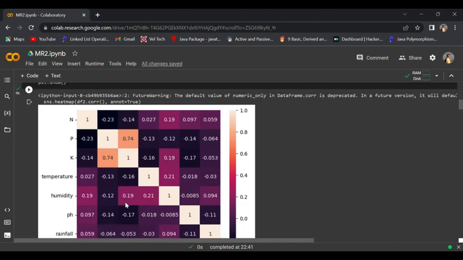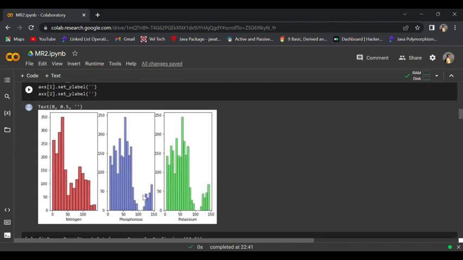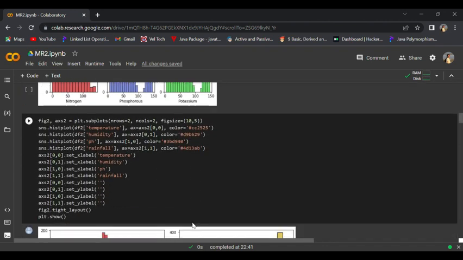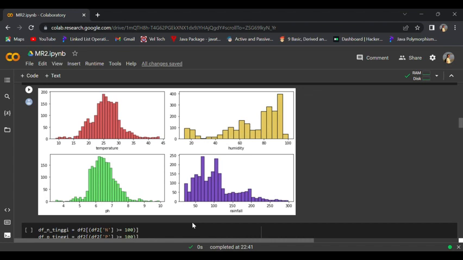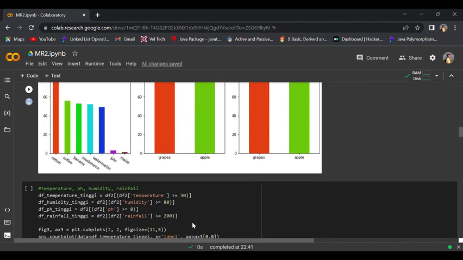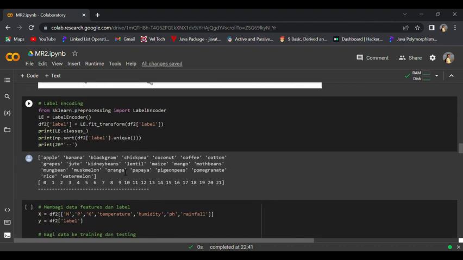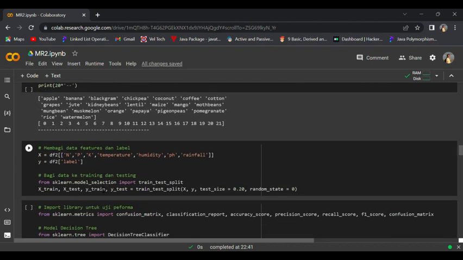And this is the matrix, and it's showing the confusion matrix. What data is it showing? It is temperature, humidity, rainfall data. And this is the graphical representation: nitrogen, phosphorus, and potassium. And this is all the graphical representation of how much temperature, humidity, rainfall and potassium is showing. And this is the crop-wise data showing apple, banana, black gram, and all. It's showing arrays and all.